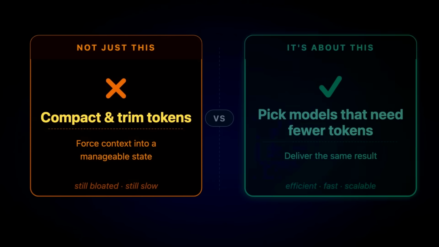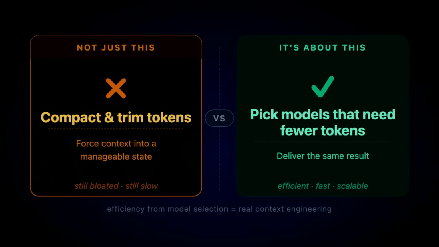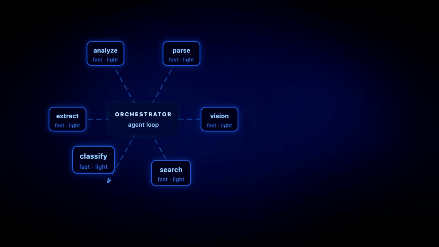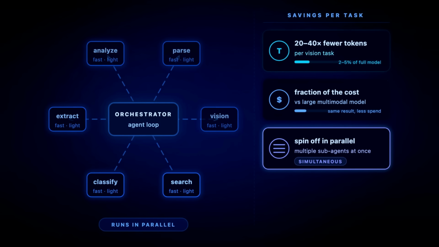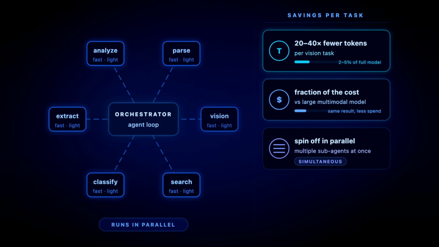So the way I like to think about this is that this is the kind of efficiency that lets you do real context engineering. It's not just about compacting and trimming your tokens to get things into a manageable state. It's about picking the models that don't need as many tokens to deliver the same result. So for me, this is really what makes this so interesting. Sure, it's not going to be the best model at this particular thing, but when you need 20 to 40 times fewer tokens for the majority of tasks, you can pair this up with your sub-agents to spin off and run these kinds of tasks in parallel or just to do them really quickly.